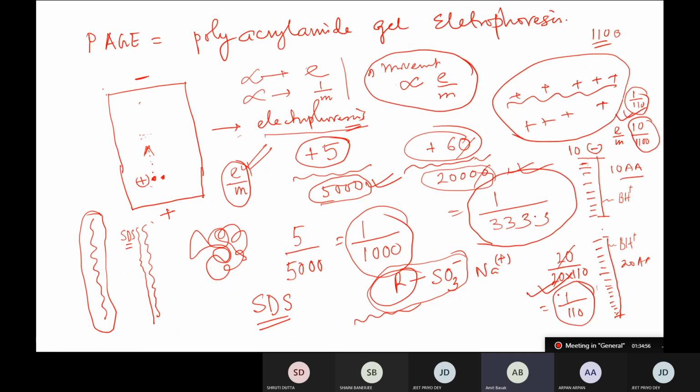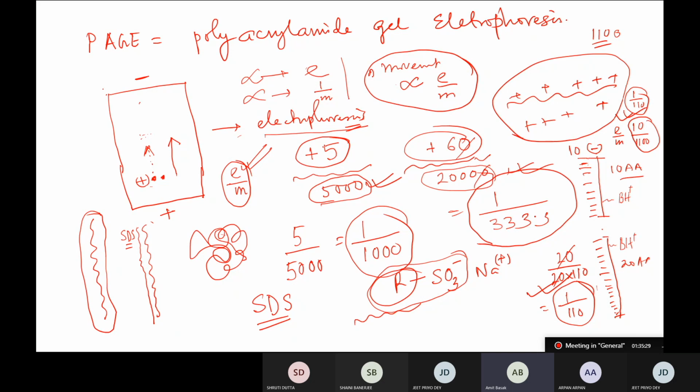What is their difference then? Their E by M value is the same, so now they will definitely move, but they will move as per their molecular weight. Now only molecular weight matters: the molecule which has a higher molecular weight will move slower than the molecule which has a lower molecular weight.